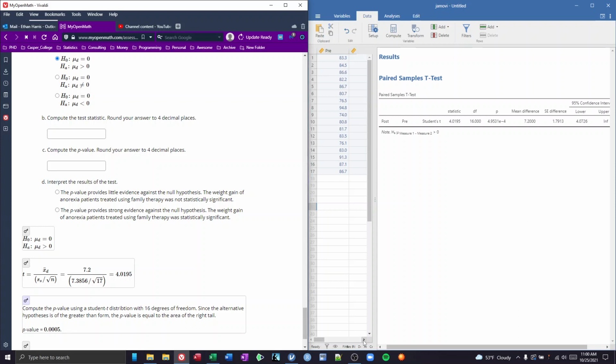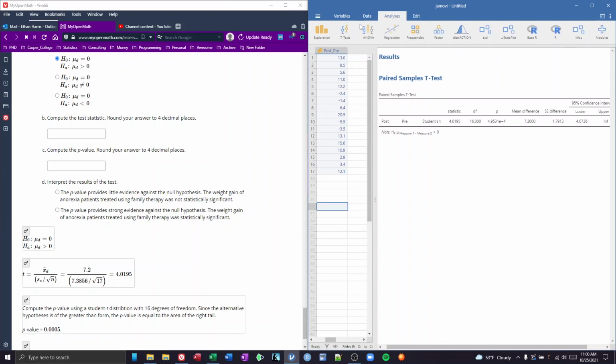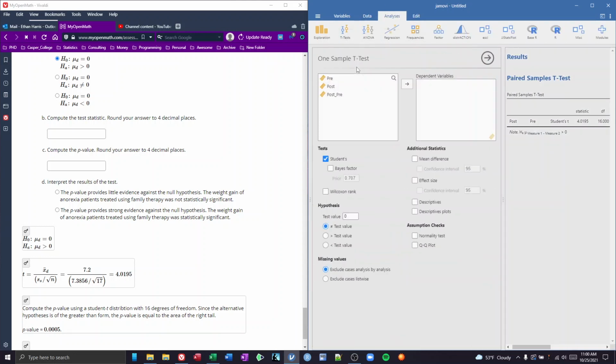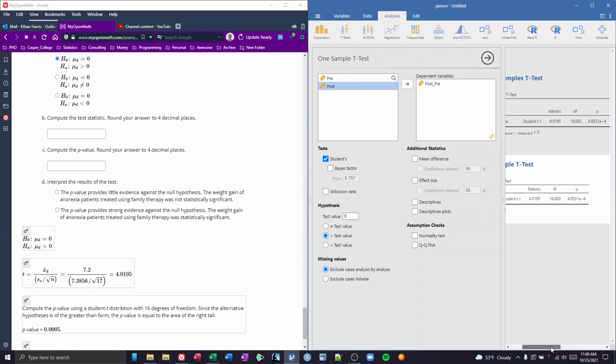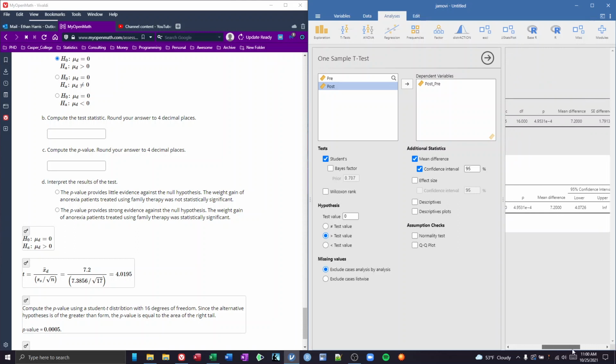But we could also just consider this as a one sample test. If we basically go through and just subtract those values, we do post minus pre the whole way down. Let me show you how we can do this as well. Go to analyses, t-test, one sample t-test of just the post minus the pre. We can say that the test value is equal to 0. We think that it's actually greater than 0. And check this out. We get the same statistic and we get the same p-value. If we want our confidence interval, we can grab that as well.